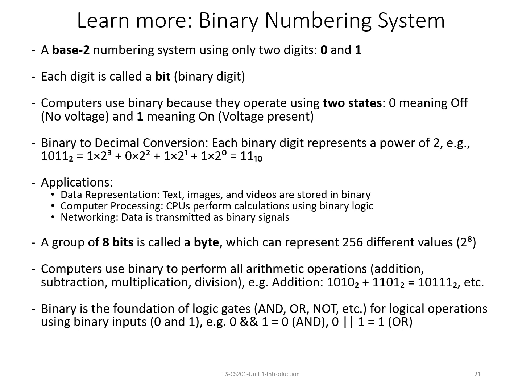Computers use binary to perform all arithmetic operations: addition, subtraction, multiplication, division, e.g., addition, 1010 plus 1101 equals 10111, etc. Binary is the foundation of logic gates: AND, OR, NOT, etc., for logical operations using binary inputs 0 and 1, e.g., 0 logical AND 1 equals 0, 0 logical OR 1 equals 1.